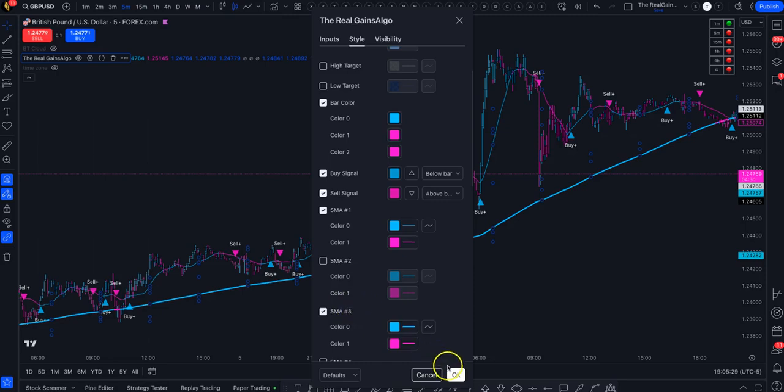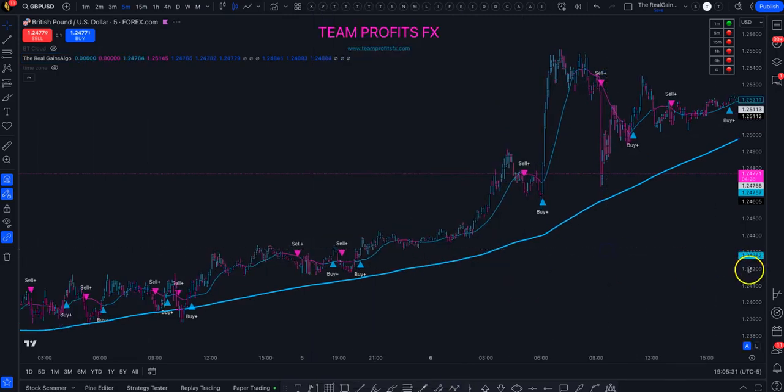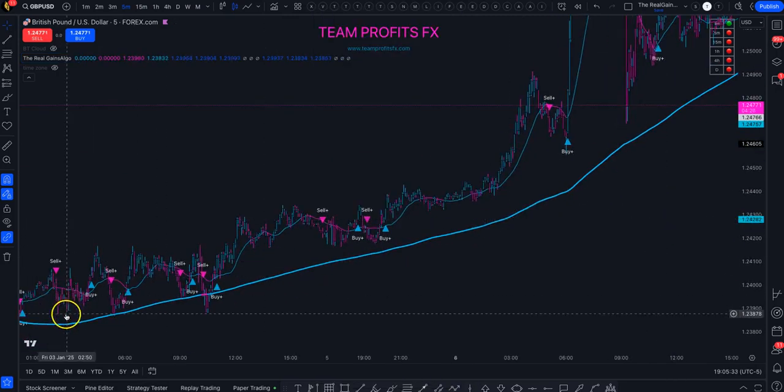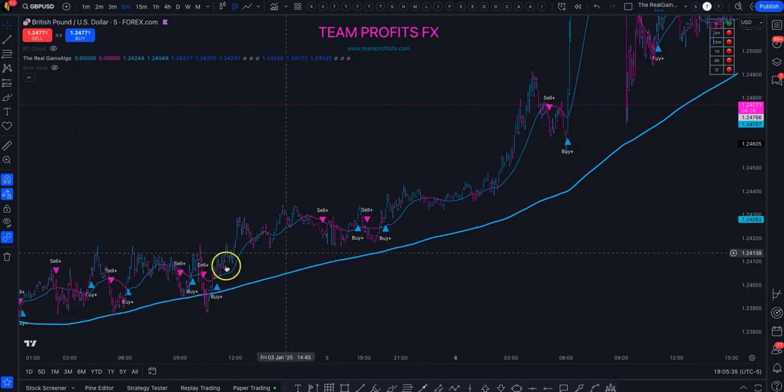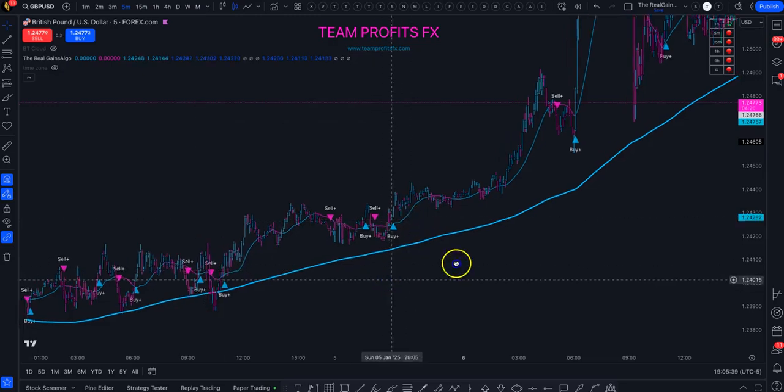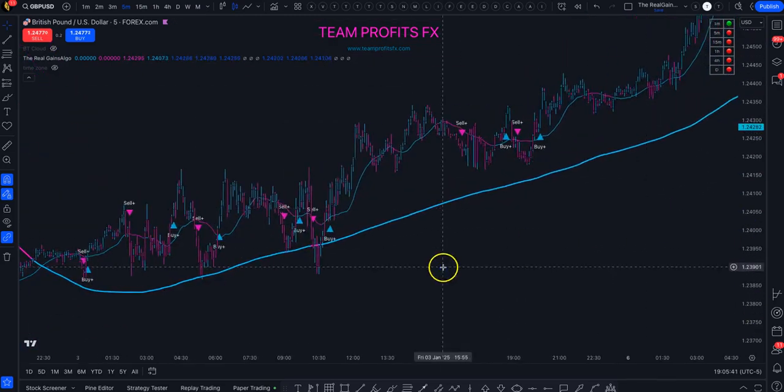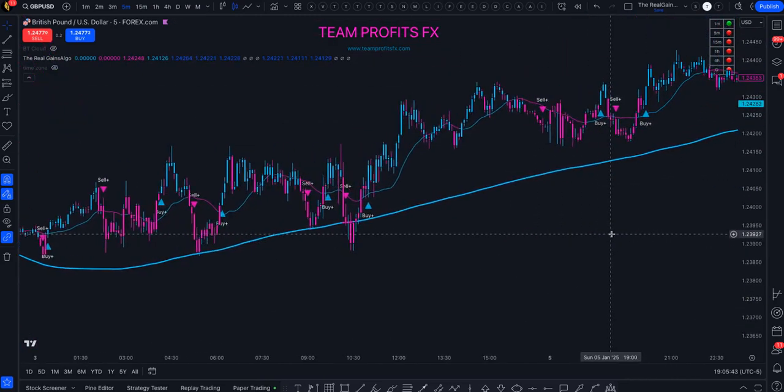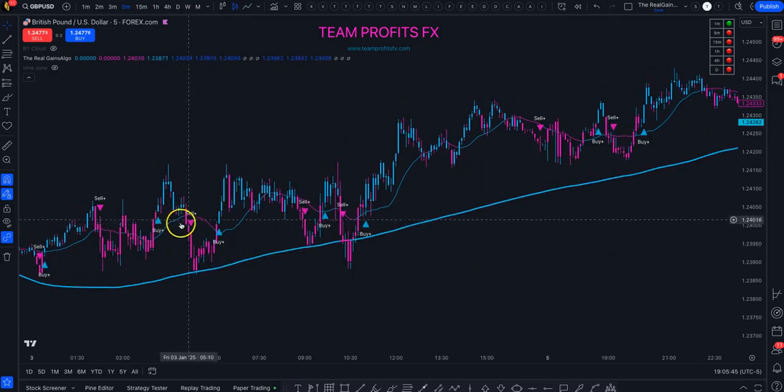But the 200 is very important, because notice right here, you see where the 200 is. You can see that we're trending up. We're definitely trending up. So what are you going to do? You're going to try to avoid taking sells. You don't want to take sells. You're not going to be selling here, you're not going to be selling here, you're not going to be selling.